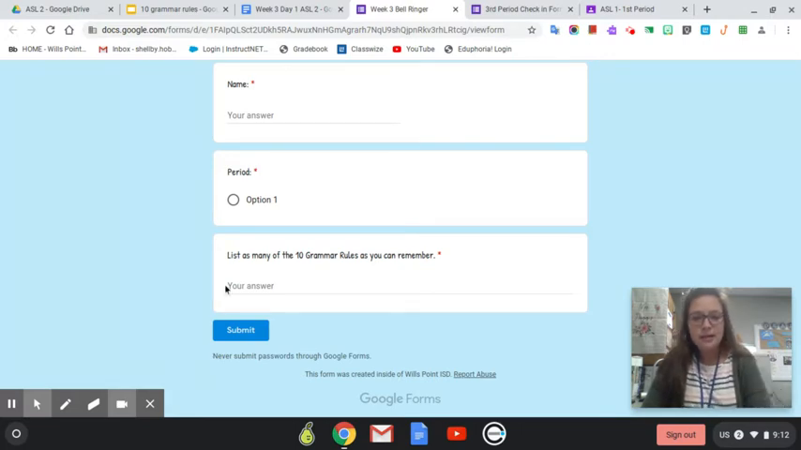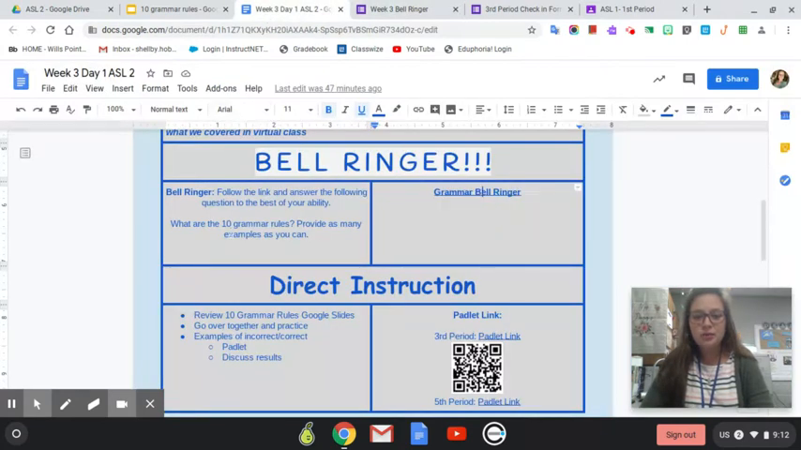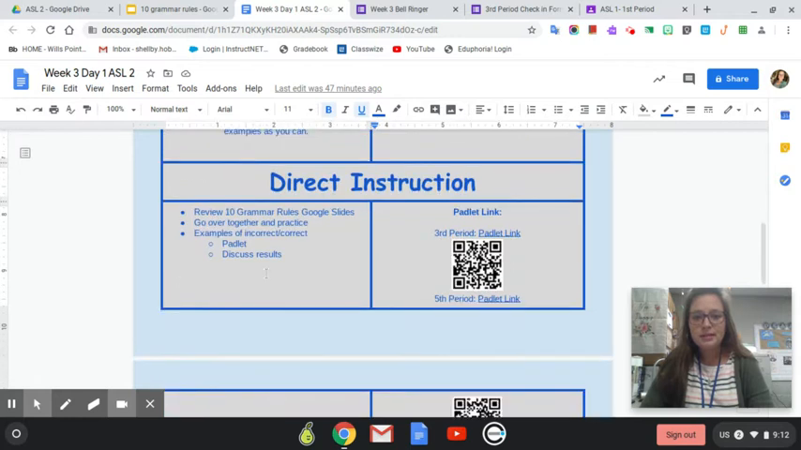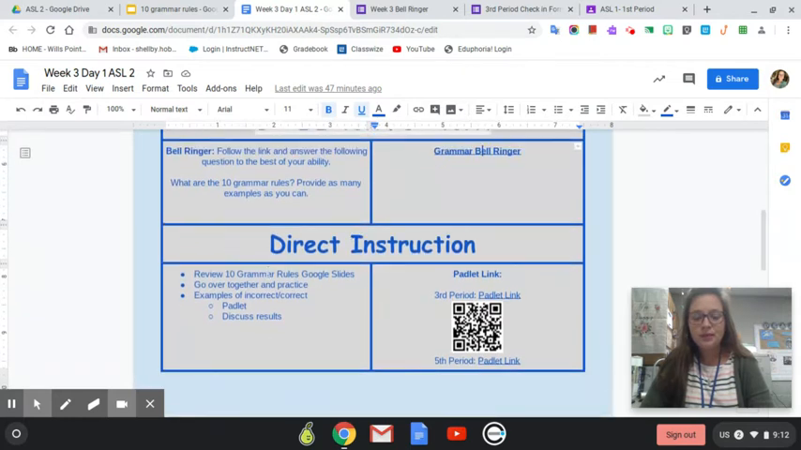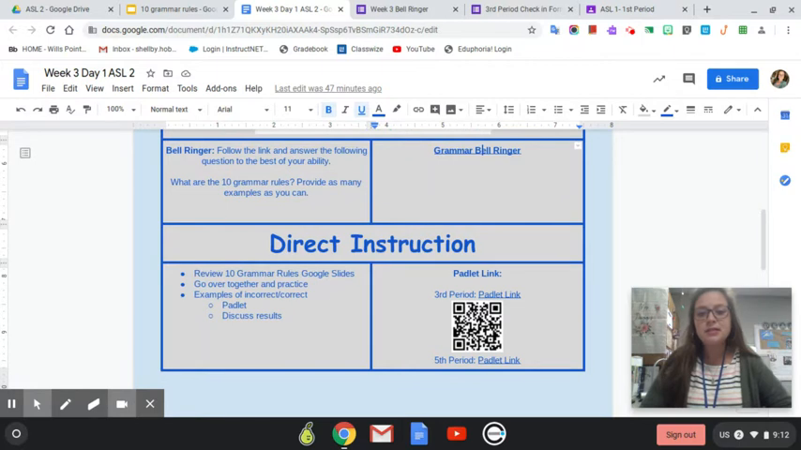And list out as many grammar rules as you can remember on your Google form here. So you can just type out your answers and list out as many as you can. So once you get done with your bell ringer, I'm going to pull it up on my end and see the responses, see what grammar rules we easily remember and which ones were kind of left out.